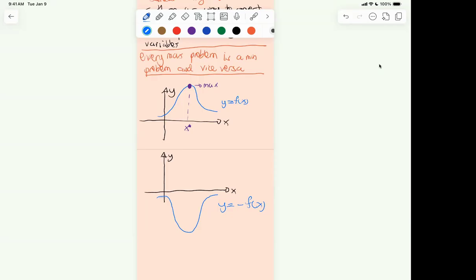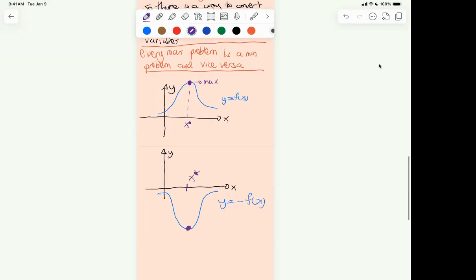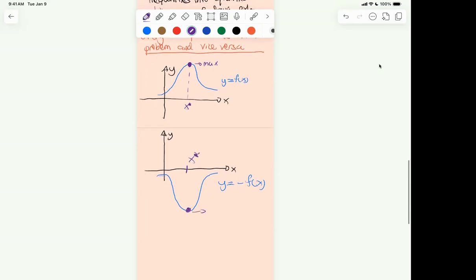Is that making sense? Kind of looks plausible. And now the max became a min, right? So now this is where the min would occur. Just to write it as an equation, if you are trying to find the max of f of x, that's the same as finding the min of minus f of x, if that makes sense.